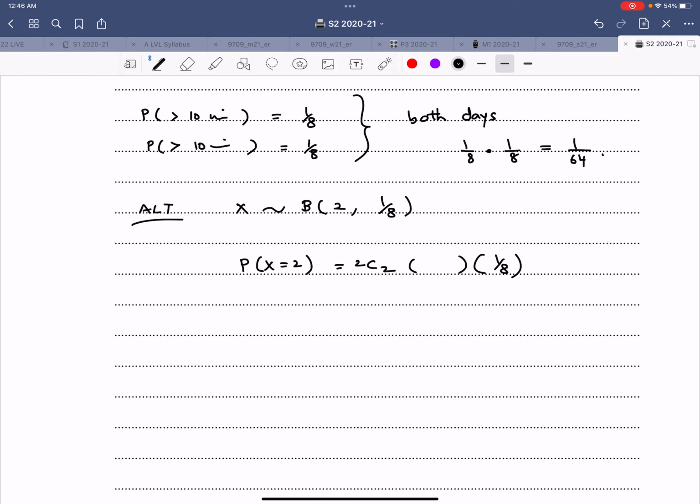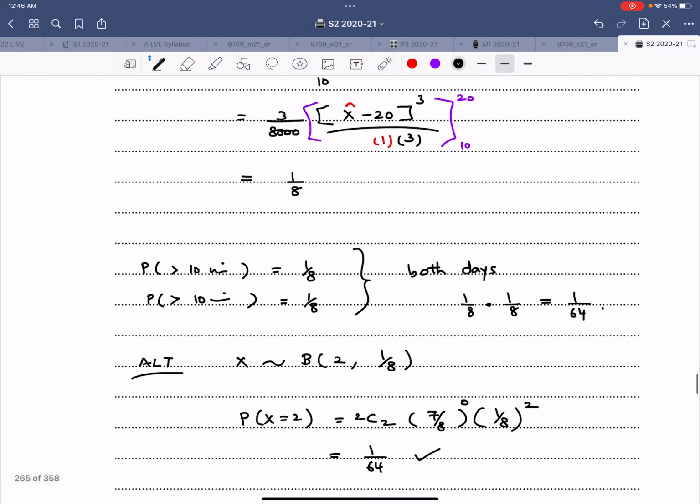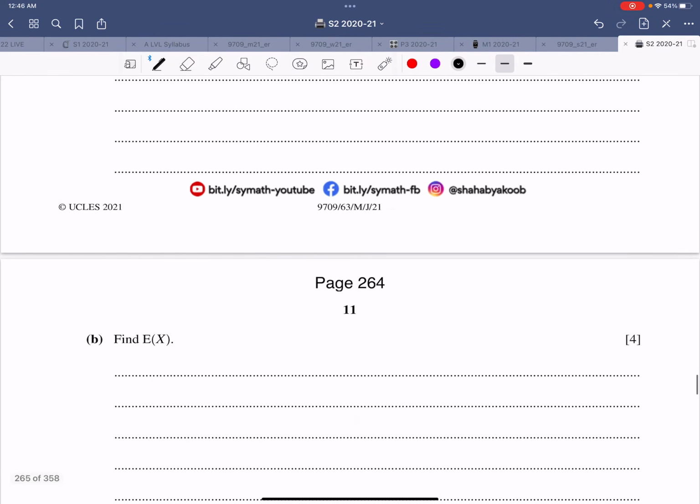Success is 1 over 8 raised to power of 2. Failure is 7 over 8 raised to power of 0, which comes out to be 1 over 64. That is the first part.